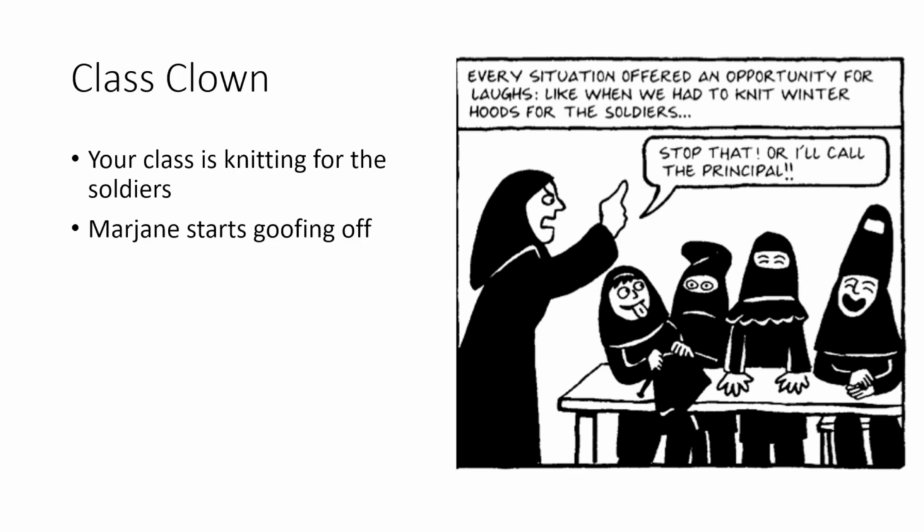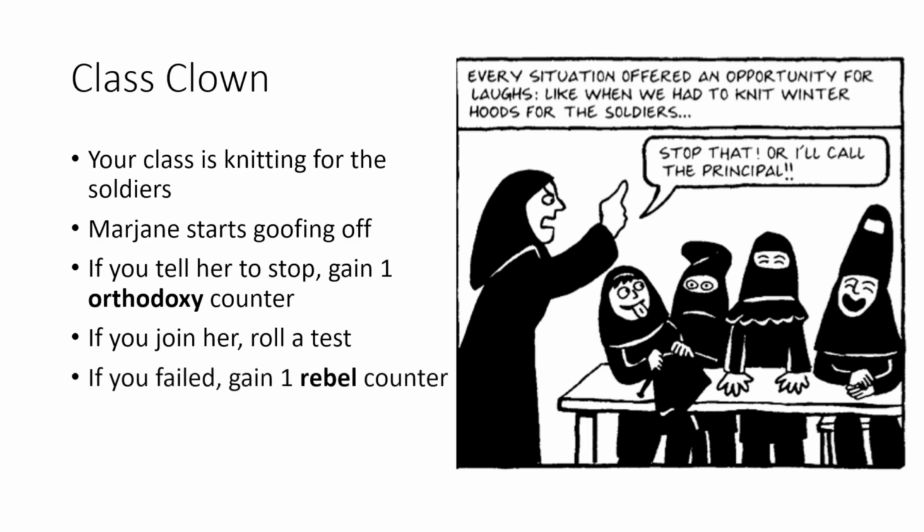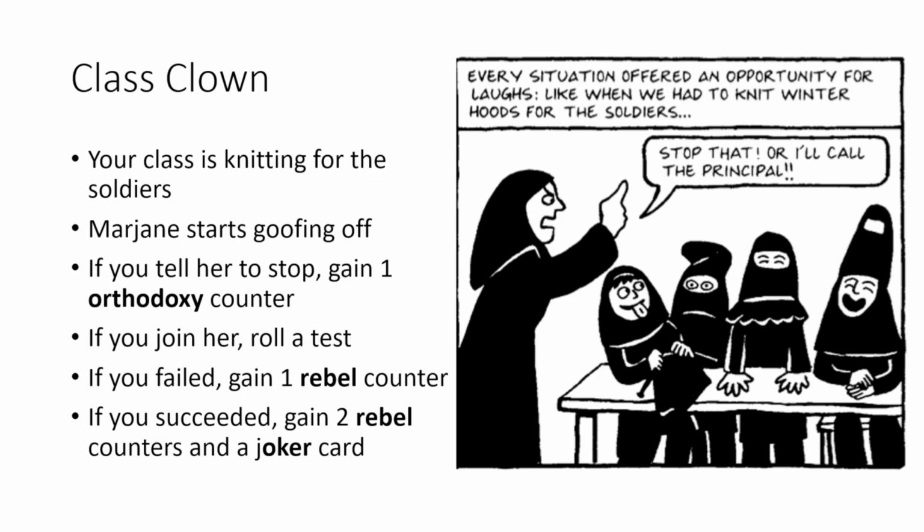All right. So the results are, if you tell her to stop, gain 1 orthodoxy counter. If you join her and goof off, roll a test, right? You should remember how to roll a test. Everyone rolls 1 die. 1s, 2s, and 3s are failures. 4s, 5s, and 6s are successes. Count your successes. If you have more successes than failures, you succeed. More failures than successes, you fail. Ties, roll again. If you failed, gain 1 rebel counter. If you succeeded, gain 2 rebel counters and a joker card.